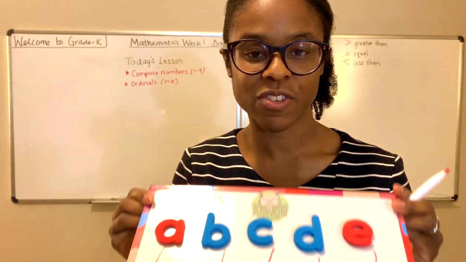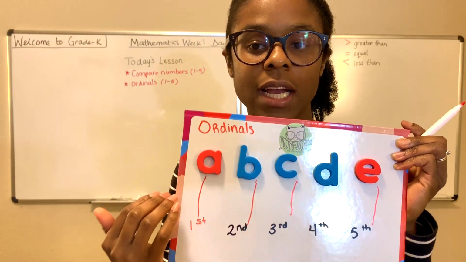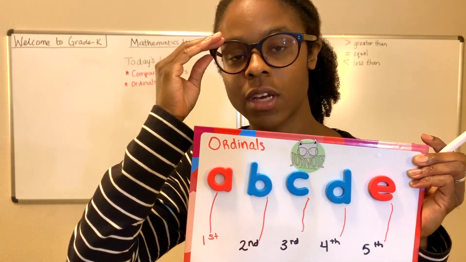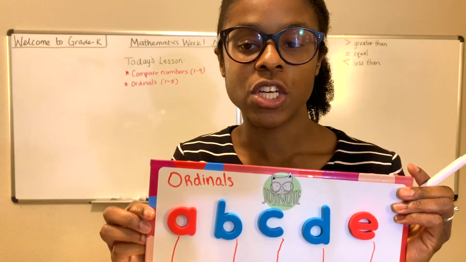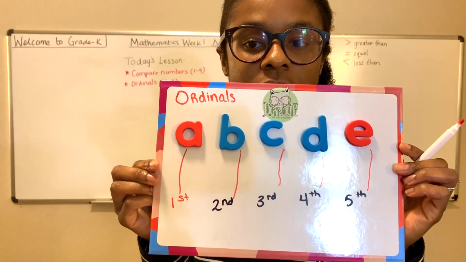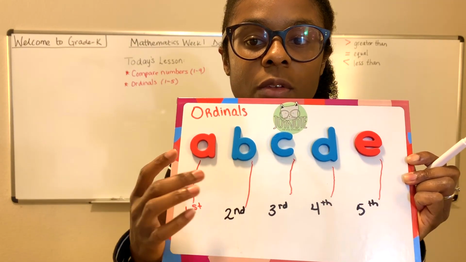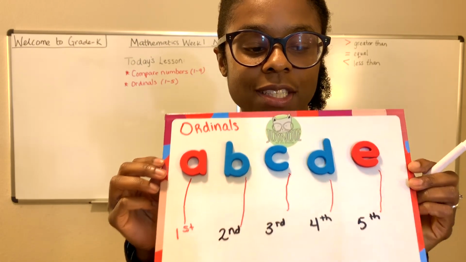Good, so now you know what the first position is. If you put anything in a line or in some sort of arrangement, you can determine by looking at it which is first and which is second, third, and so on.